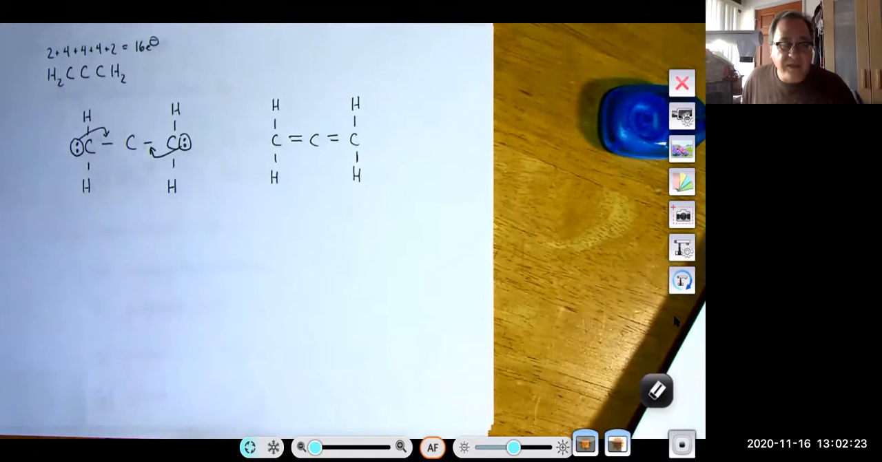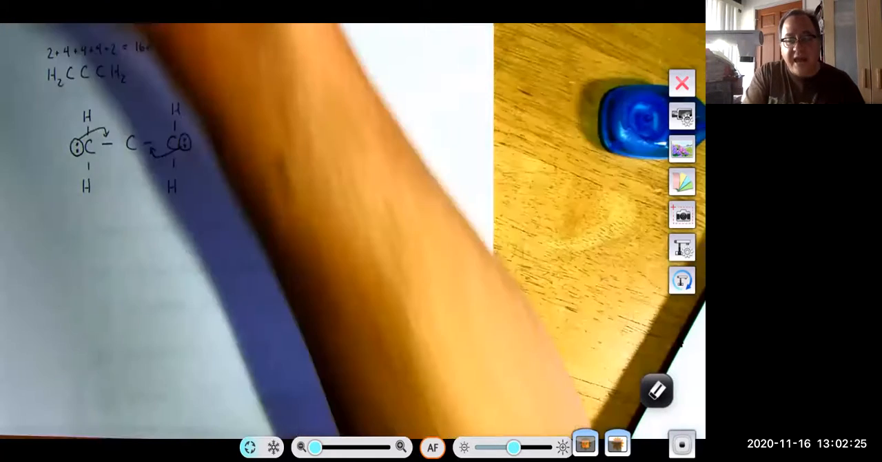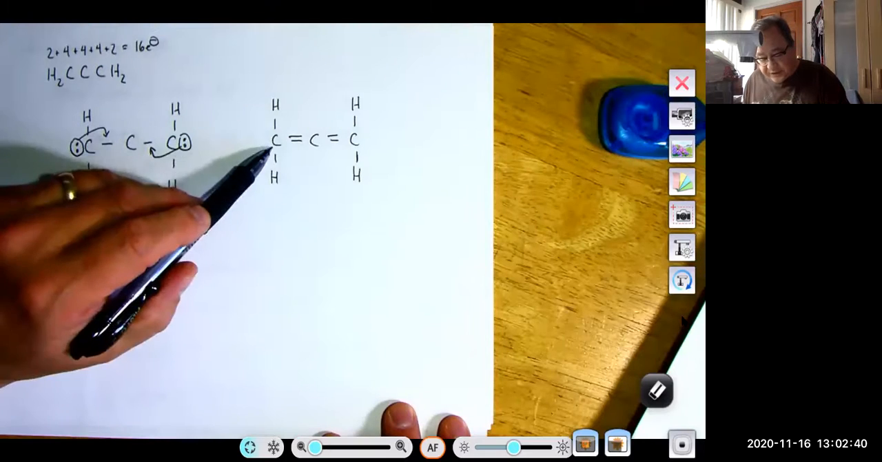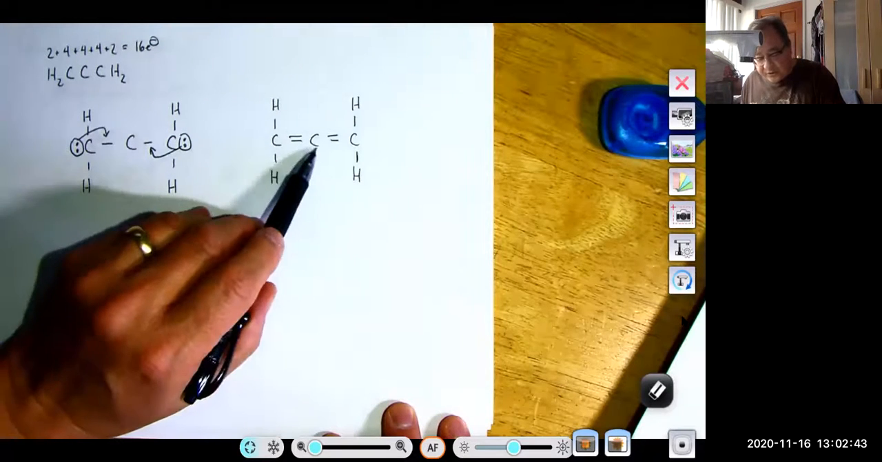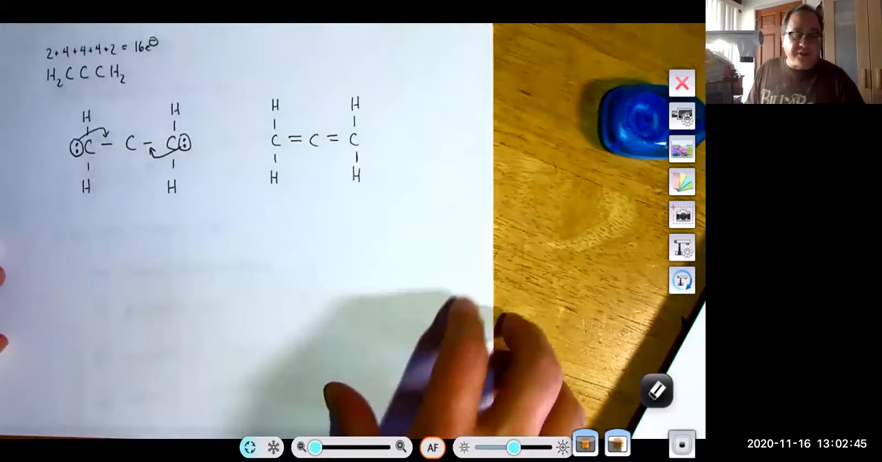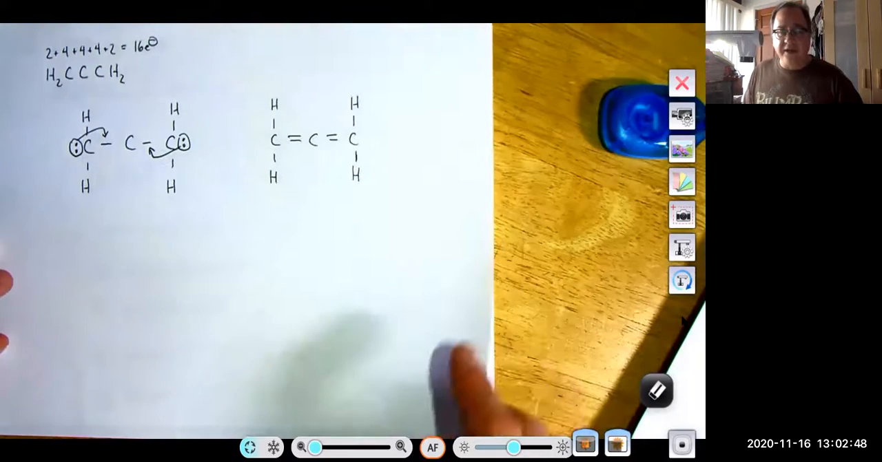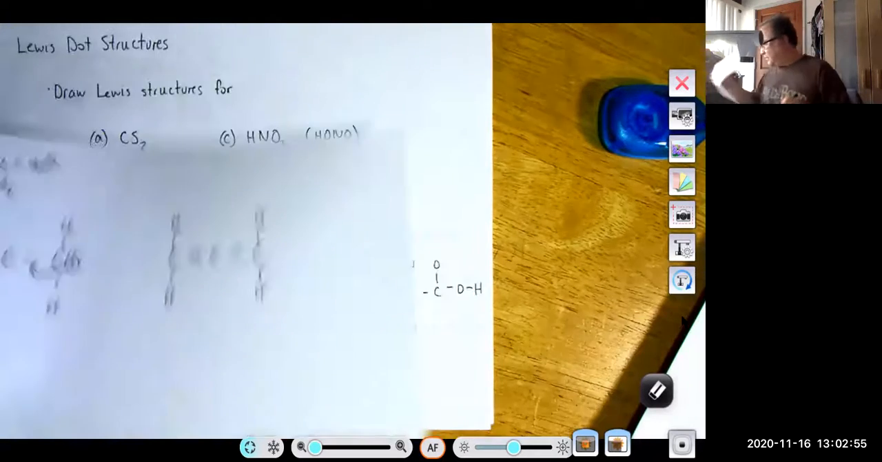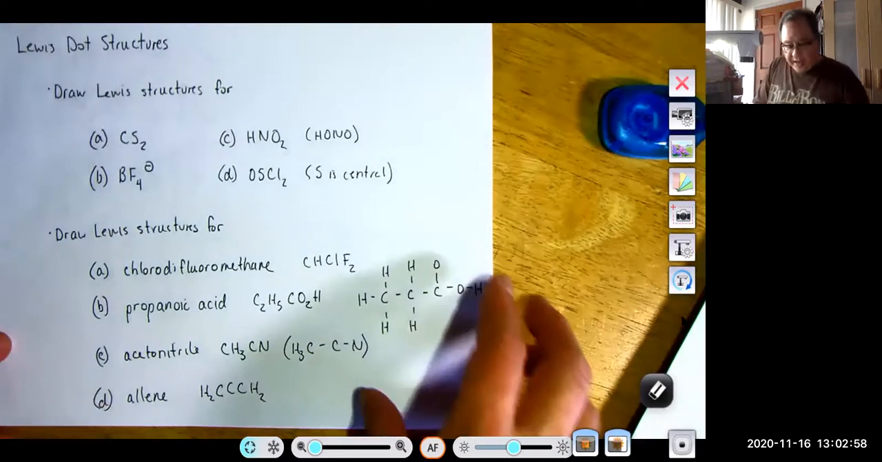And there you go. In this structure, does each atom have its octet or duet if it's a hydrogen? That's a yes or no. Right. This carbon does, 2, 4, 6, 8. This carbon does, 2, 4, 6, 8. So what's really interesting is when we talk about the octet rule here, you get to count shared electrons twice. Okay, so that's all of these.